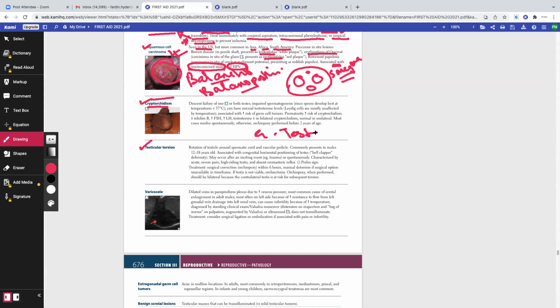Very good. Gubernaculum testis. Very quickly, the female derivative of gubernaculum testis: which ligaments are derived from it? Ovarian ligament and which other ligament? Round ligament. Very good.